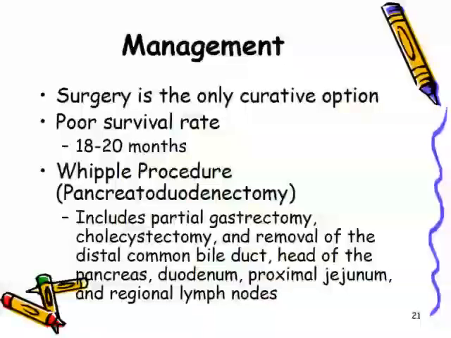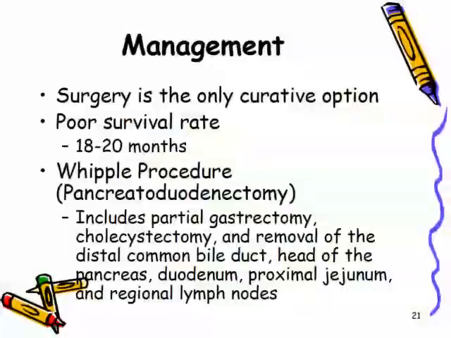is called the Whipple procedure, and this includes, as listed on the slide, a partial gastrectomy, cholecystectomy, and removal of the distal common bile duct, head of the pancreas, duodenum, proximal jejunum, and also any lymph nodes that may be involved in the area. So as you can see, this is a very, very extensive surgery for a patient to have to go through.